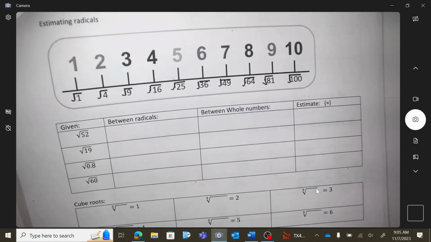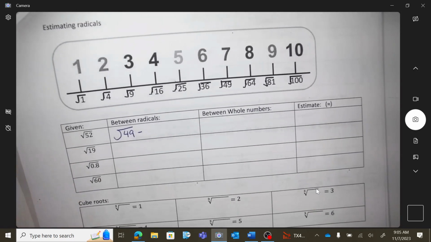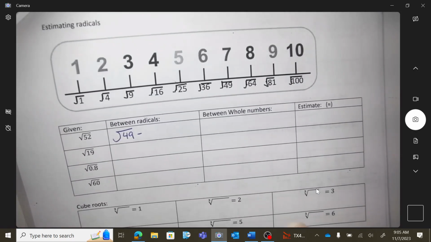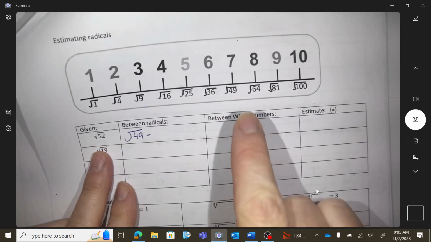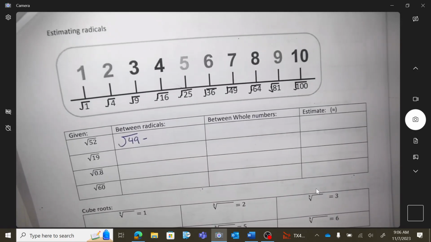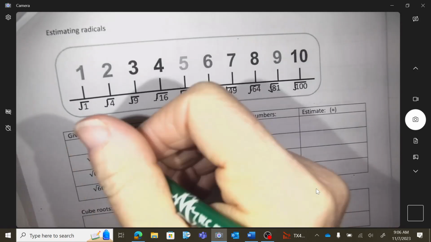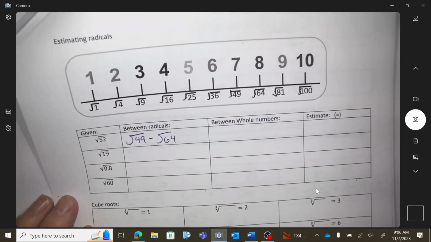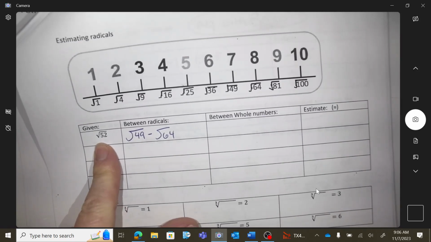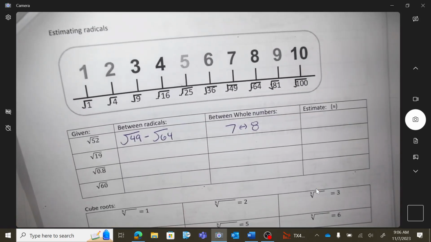So, 52 is between what squareable numbers? So, it's between 49 and 64. Okay, so then, therefore, the square root of 52 should be between a 7 and an 8. It should be somewhere between a 7 and an 8.